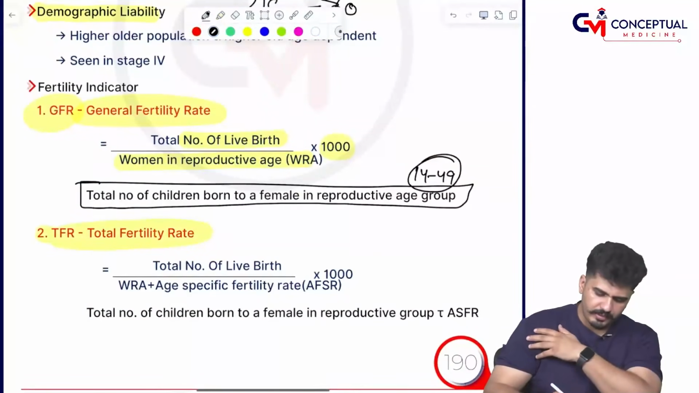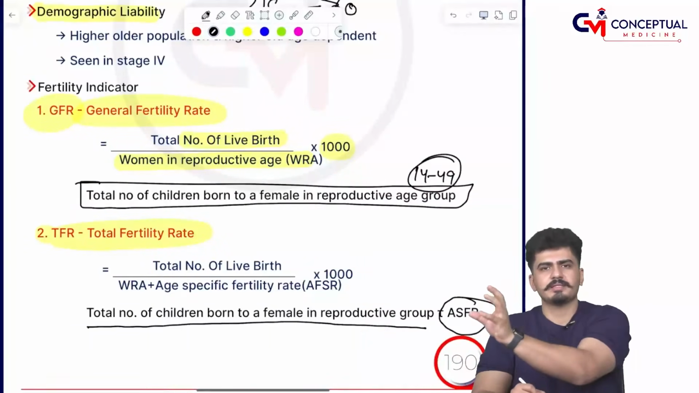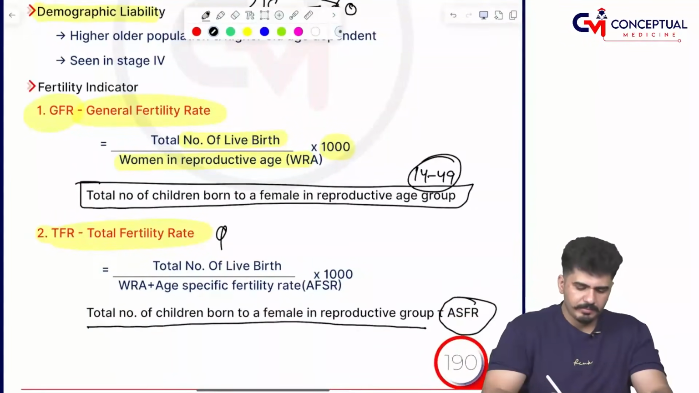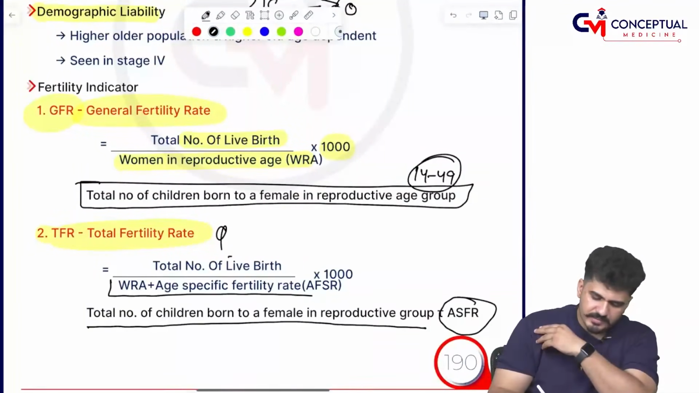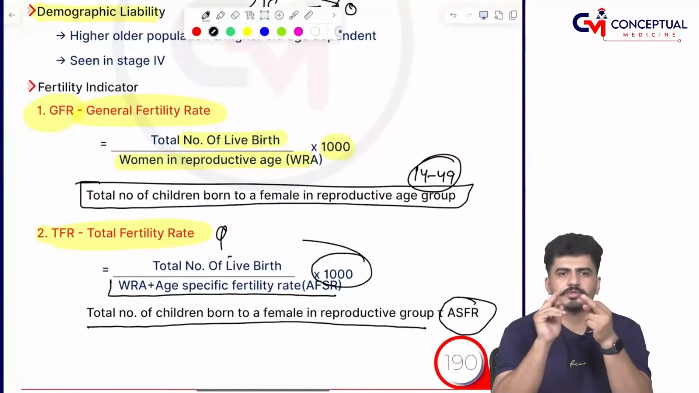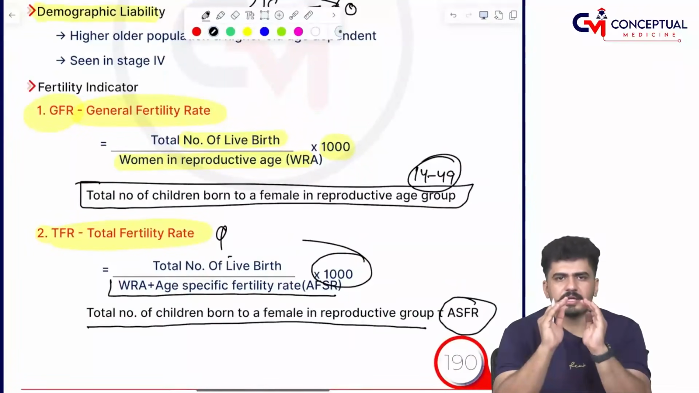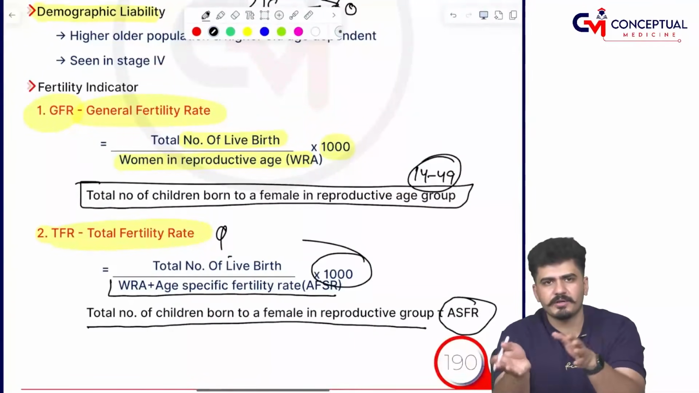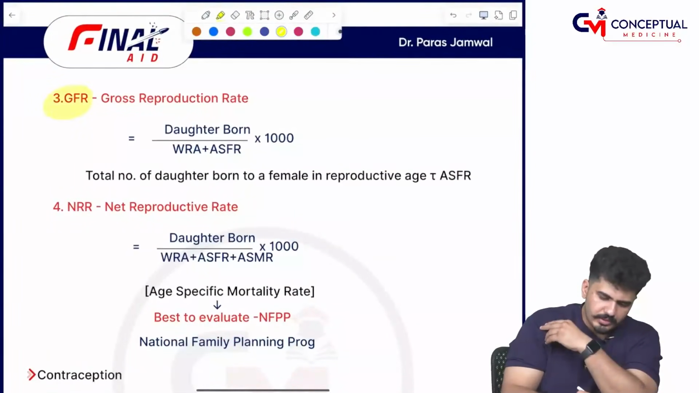Now here what is TFR? Number of children born to a female in the reproductive age group with age specific fertility rate. In this age group this much, in this age group this much, in this age group this much. For that again the formula is same: total number of live births upon women in reproductive age plus age specific fertility rate, multiplied by 1000. So GFR and TFR, both the formulas are clear to all of you. In GFR only the reproductive age group is there; with age specific fertility rate added to the reproductive age group, it will become TFR. Now coming to the next is gross reproduction rate.